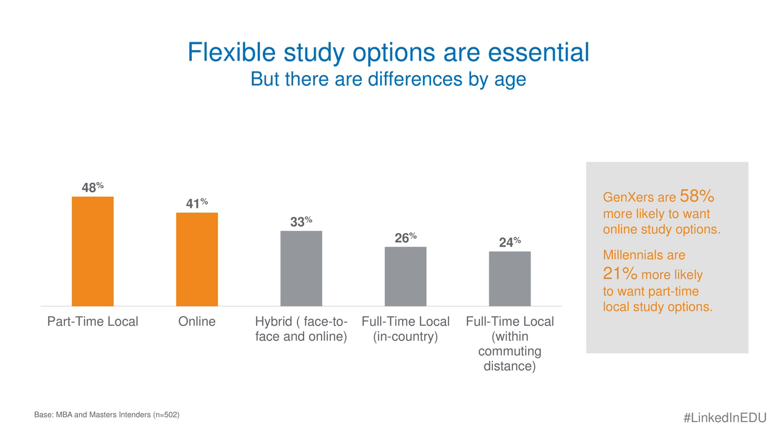They're 58% more likely to seek online learning and 39% more likely to look for hybrid learning, which is a combination of online and face-to-face. Millennials, on the other hand, are 21% more likely to want part-time local study options. So again, this is important to keep in mind when developing your content and targeting strategies.